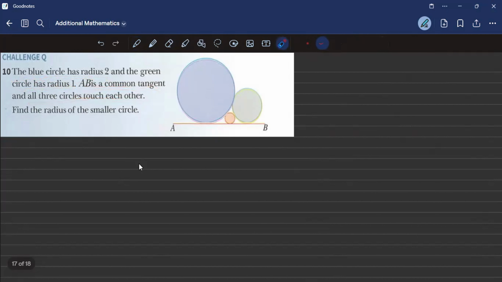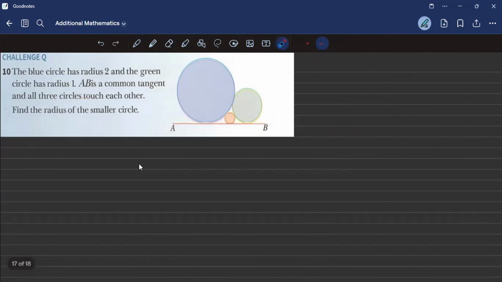Now these 2 things are really important for us. AB is a common tangent. That means all of them are touching AB. And what is a tangent? First of all, it's important to realize that a tangent is anything which touches a circle or any other thing at only one point.